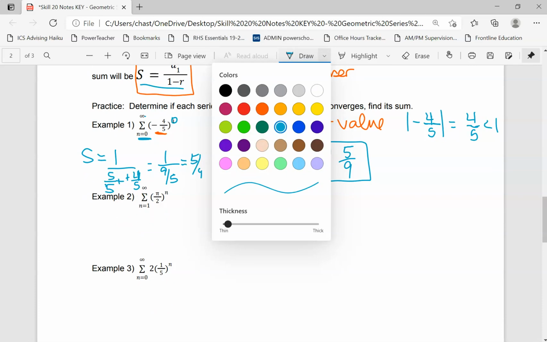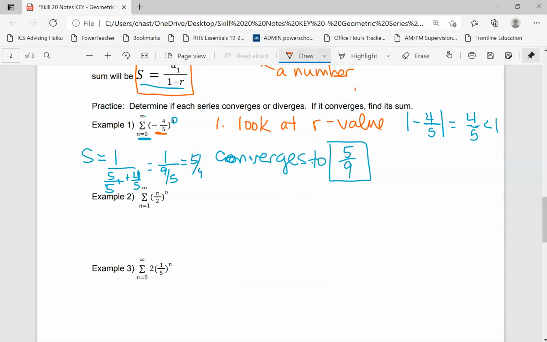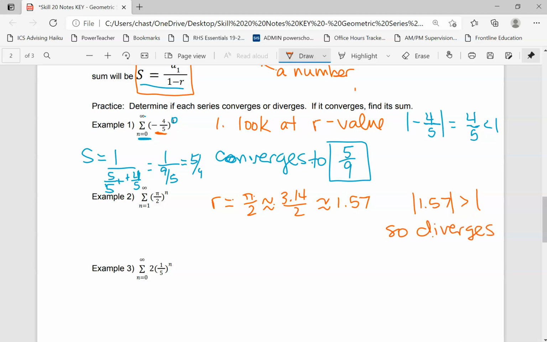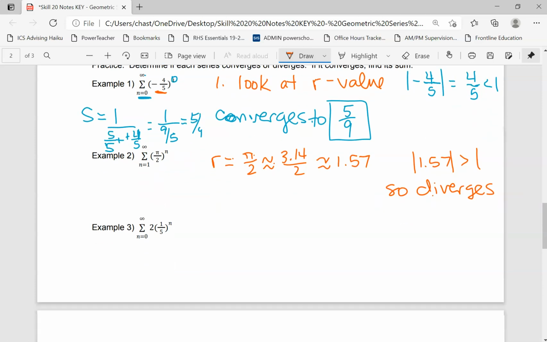Let's look at this next one. On this next one, we're going to look at the R value. So R equals, let's see, here we got pi over 2 to the n. That's going to be about 3.14 divided by 2, which is 1.57. The absolute value of 1.57 is greater than 1, so it diverges. Because remember, if it diverges, we can't find a sum, so no sum. Okay?